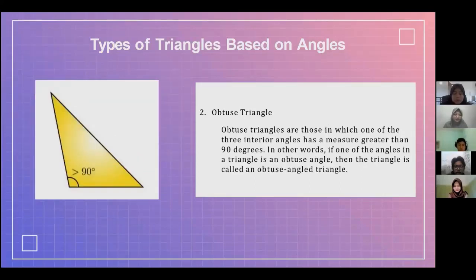2. Obtuse triangle. Obtuse triangles are ones in which one of the three interior angles has a measure greater than 90 degrees. In other words, if one of the angles in a triangle is an obtuse angle, then the triangle is called an obtuse angle triangle.